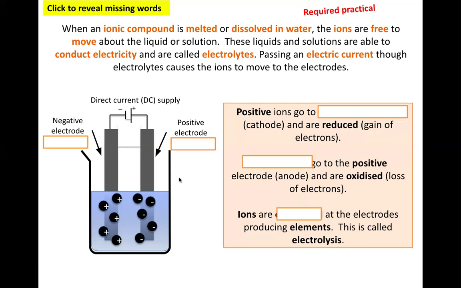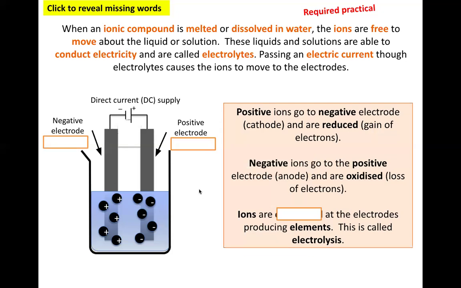Now, the positive ions that are in your electrolyte here go to the negative electrode. So the positive ions you can see in this diagram here have moved towards the negative electrode, which we call the cathode. They are reduced, which means they take on electrons. Remember, OIL RIG: oxidation is loss, reduction is gain.